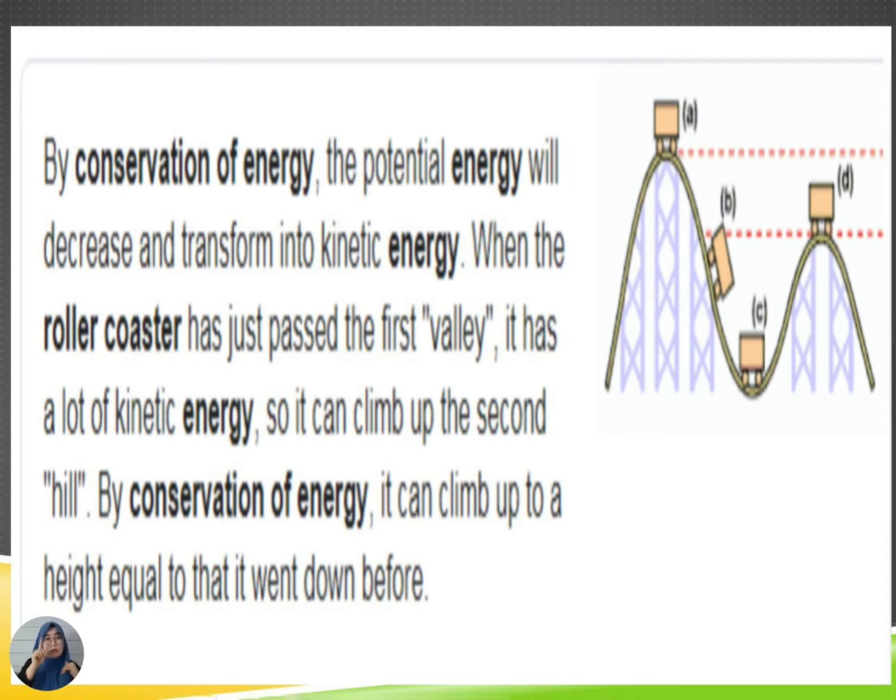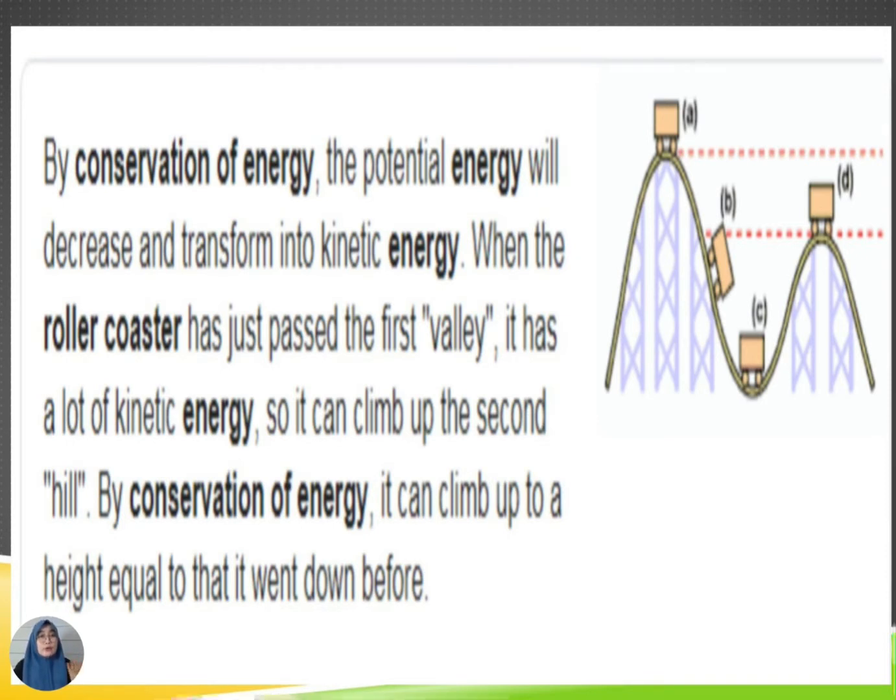From this roller coaster, you can see that the potential energy involved is gravitational potential energy. If the roller coaster is at the top of the hill, the gravitational potential energy, GPE, is the greatest at the top of the hill. As it starts to descend, the cart loses potential energy and gains kinetic energy.